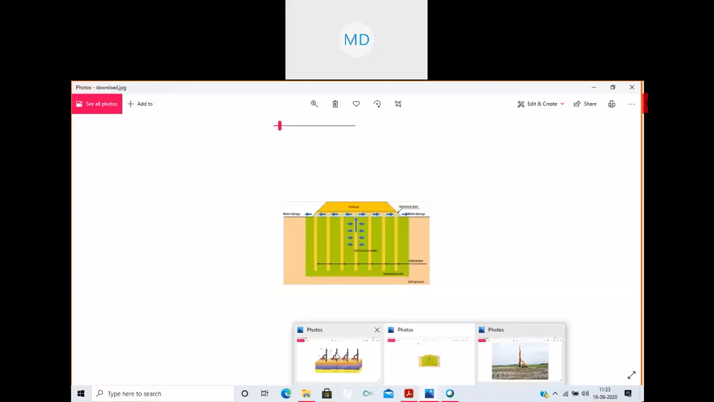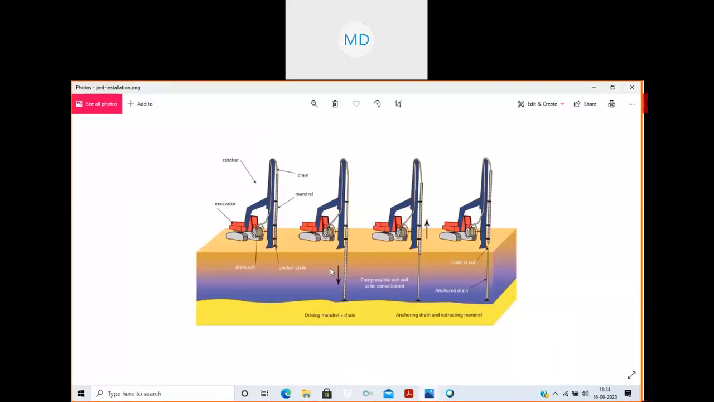Then about prefabricated drains, we can see here the excavator or the machine, to which the mandrel is attached. This is the bigger portion, the white portion you can see, which is the mandrel. It is shown here with the help of the arrow. Inside this mandrel you can see the thinner portion. This is the drain, the vertical drain. It may be plastic or geo drains or whatever. Generally nowadays we use geo drains.